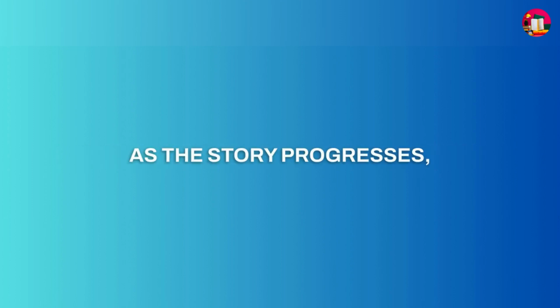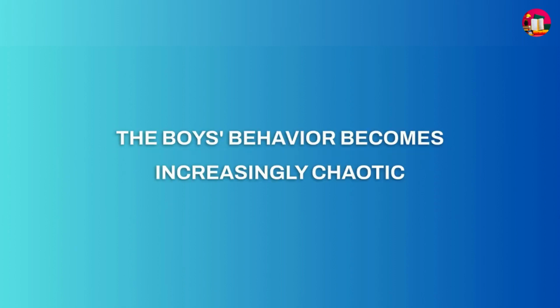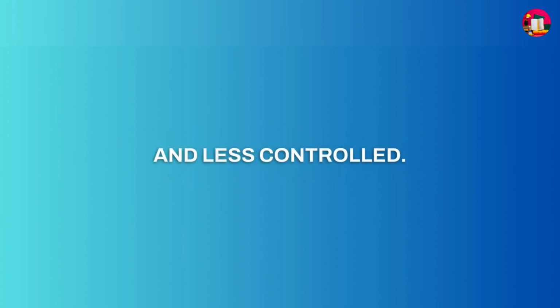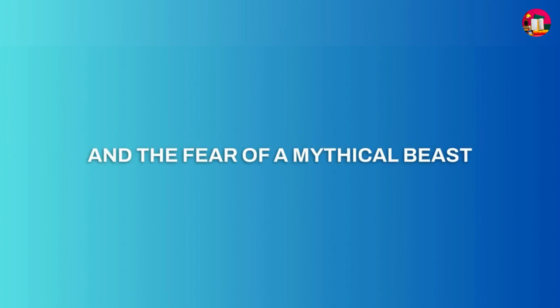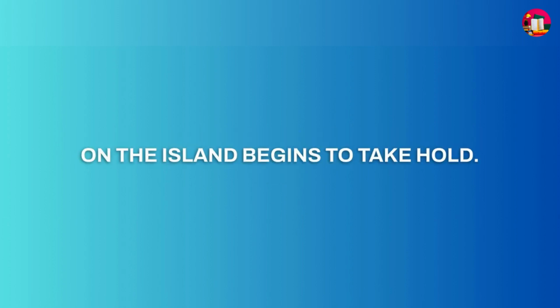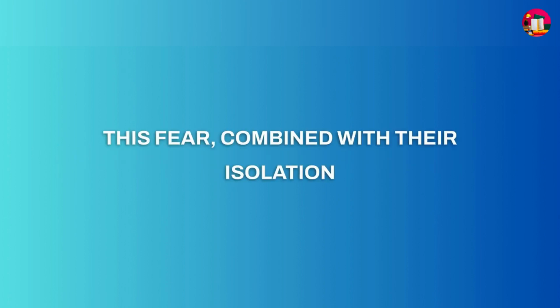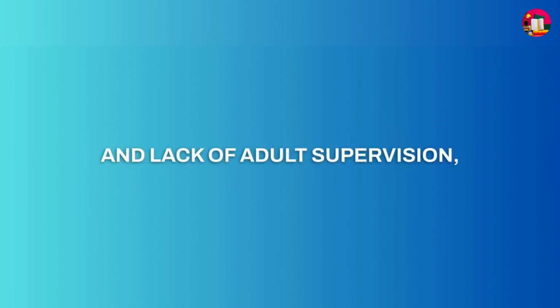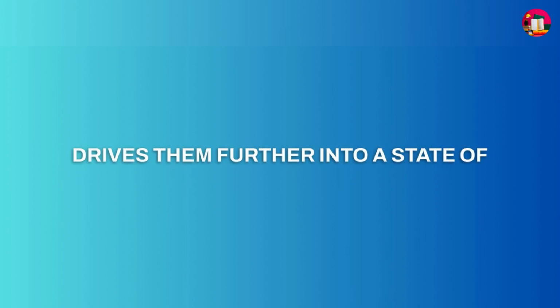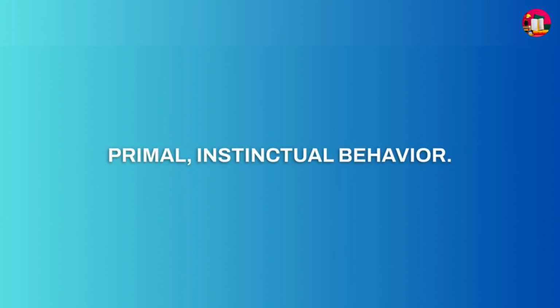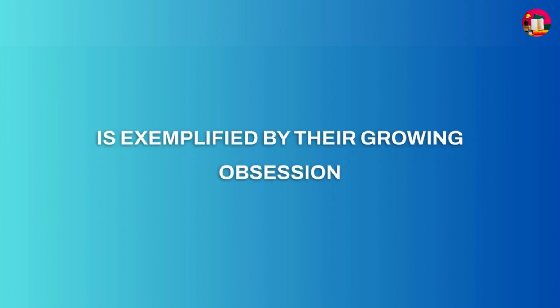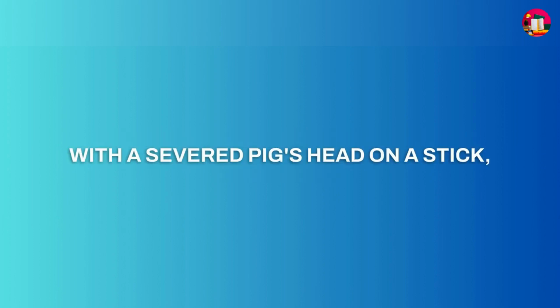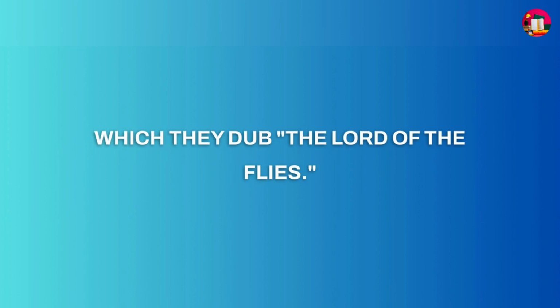As the story progresses, the boys' behavior becomes increasingly chaotic and less controlled. They struggle to maintain the signal fire, and the fear of a mythical beast on the island begins to take hold. This fear, combined with their isolation and lack of adult supervision, drives them further into a state of primal, instinctual behavior. The boys' descent into savagery is exemplified by their growing obsession with a severed pig's head on a stick, which they dub the Lord of the Flies.